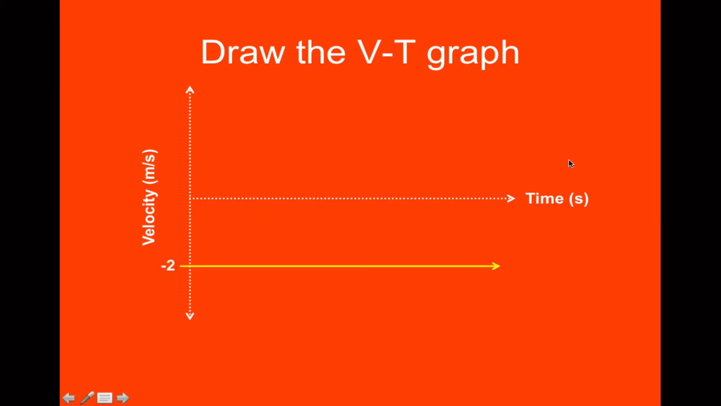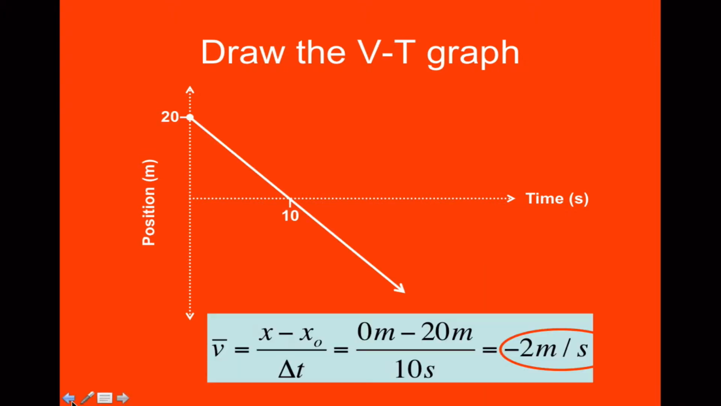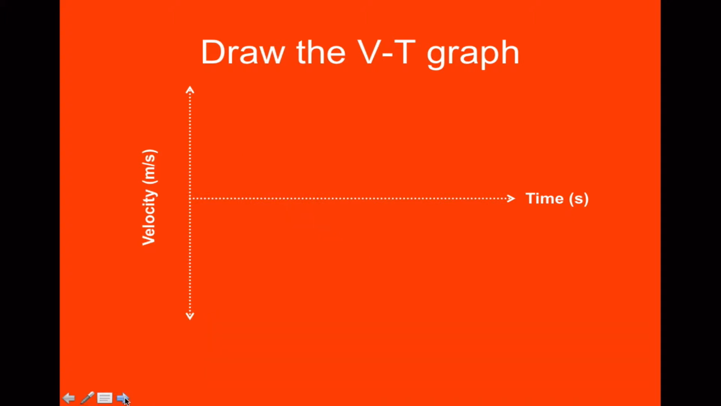And so what would that graph look like? It would look like this, just a horizontal line at -2. This is showing something traveling at a constant velocity of 2 meters per second. And let me go back. This is showing something traveling at a constant velocity of 2 meters per second. Again, these graphs give us different information, but they're both showing a constant velocity of 2 meters per second. We can at least get that information from both of them.